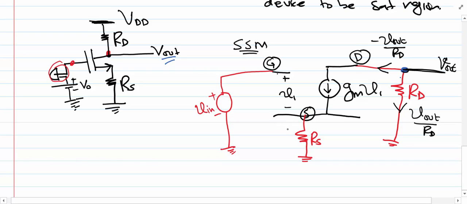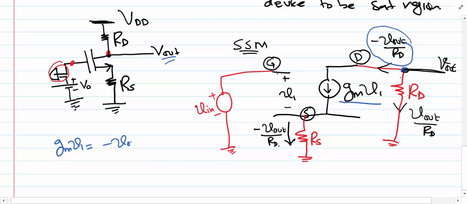And the current that was flowing through RS, obviously all the current that comes from here will go out from here, because there is no other path for current to flow. So the current that flows through RS is also equal to Vout over RD. Now let's see, the current flowing in this branch is equal to GMV1, which will be equal to this current. So we can write down that GMV1 is equal to minus Vout over RD, which suggests that V1 is equal to minus Vout over GM RD. Let me call this equation number A.